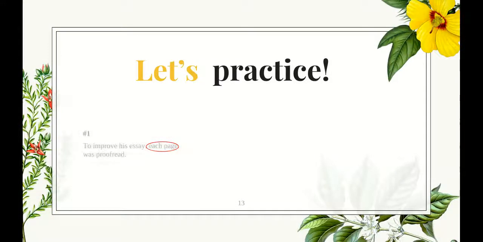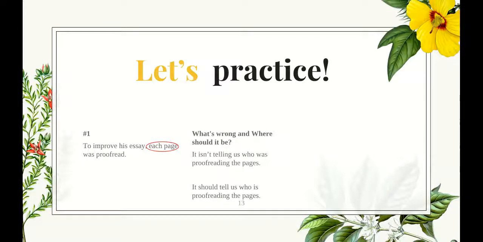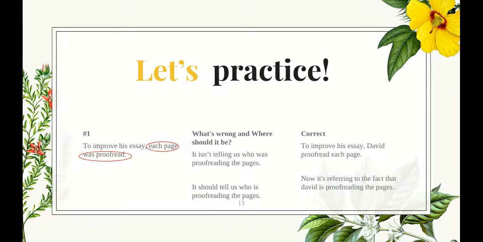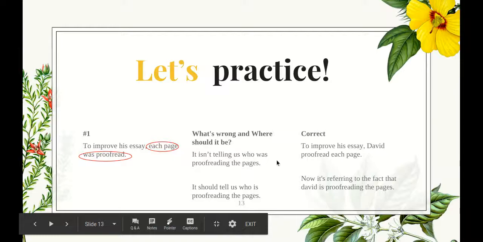Let's practice. Number 1, to improve his essay, each page was proofread. Each page is incorrect. What should be in what place and what's wrong? It isn't telling us who was proofreading the pages. Instead, it should tell us who is proofreading the pages. What is correct is, to improve his essay, David proofread each page. Now it's referring to the fact that David is proofreading the pages.